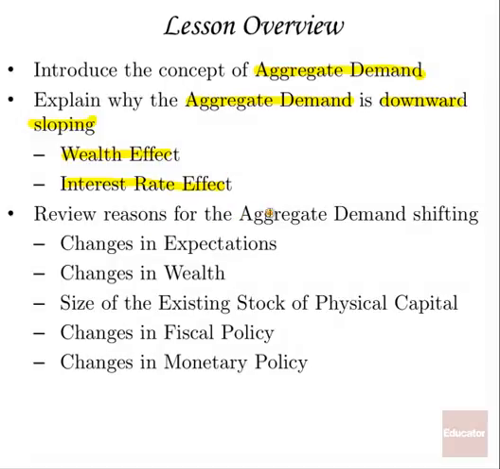Then we're going to review the reasons for the aggregate demand shifting. And there are 5 reasons here: changes in expectation, changes in wealth, the size of the existing stock of physical capital, changes in fiscal policy, and changes in monetary policy. So these are the 5 reasons, and that bears repeating. We'll go over some basics of fiscal policy, and then changes in monetary policy.